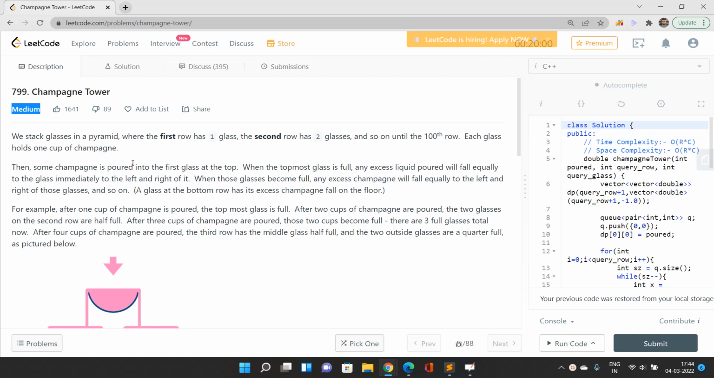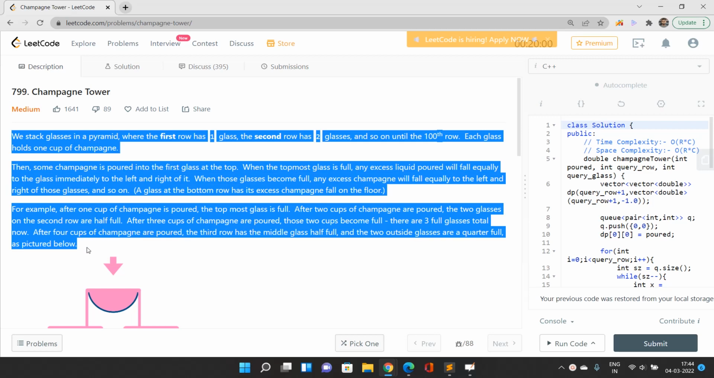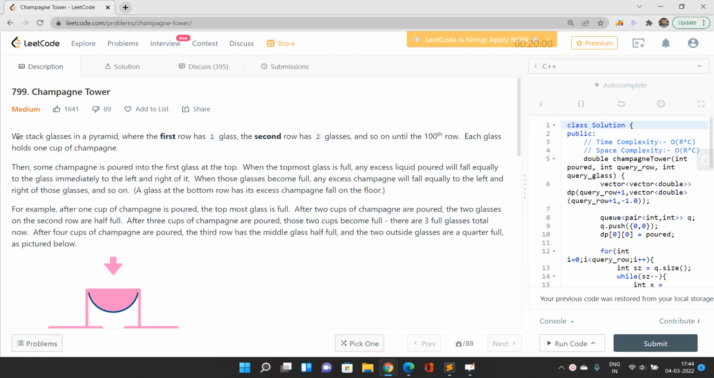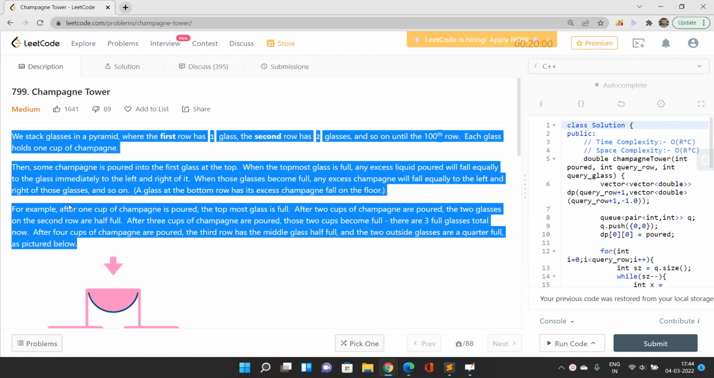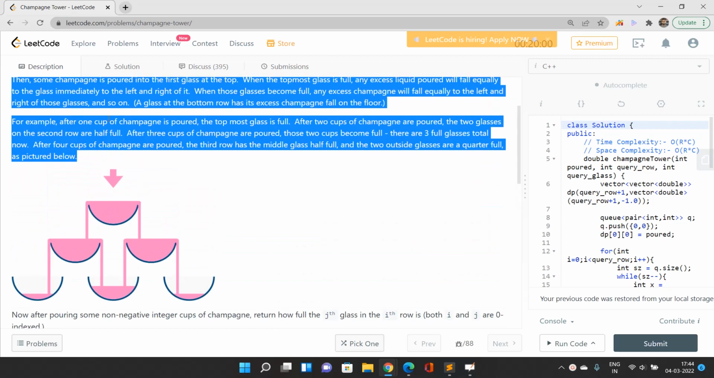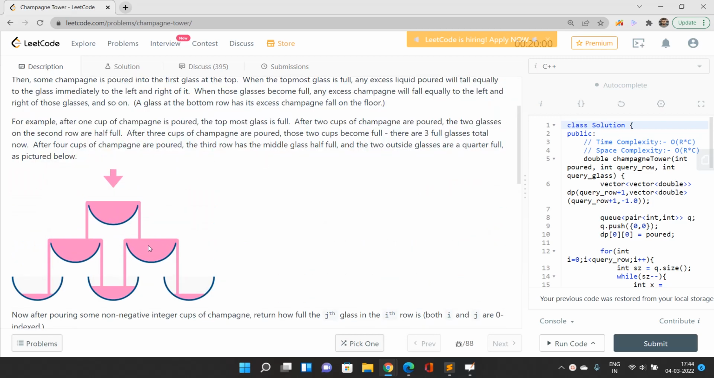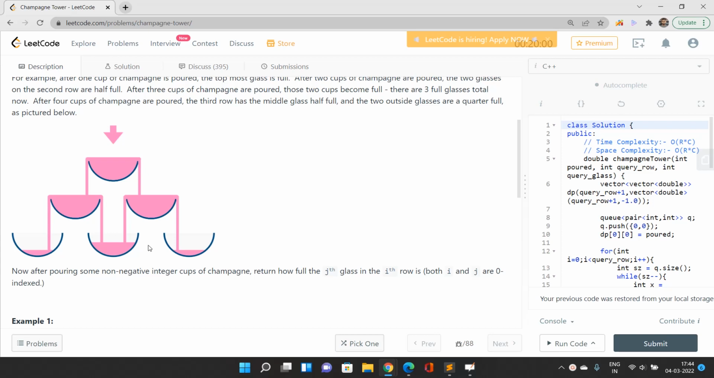Also I would strictly recommend you to read this problem at least once, because I'm not going to read all those long statements. Rather, I'm going to explain diagrammatically how this problem is stated, and how we're going to find the solutions efficiently.